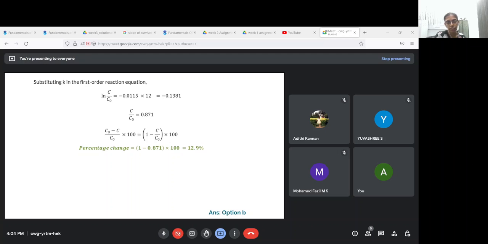Yes, ma'am. So anytime they ask for a change in concentration, try to figure out either the rate constant or the time according to whatever is given in the question. From there we can find out the ratio and then the percentage change.